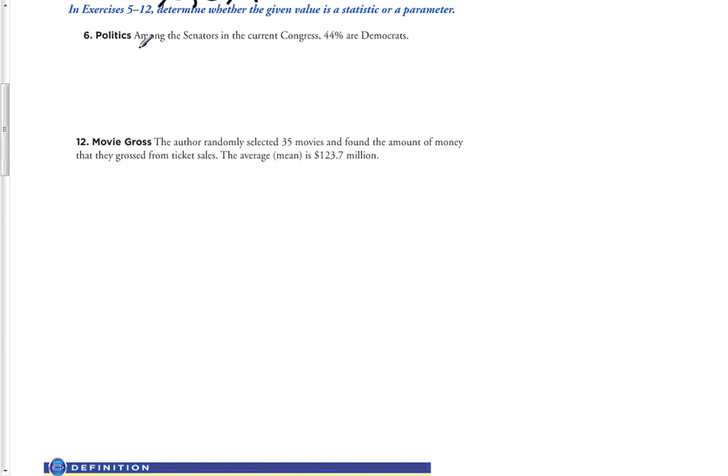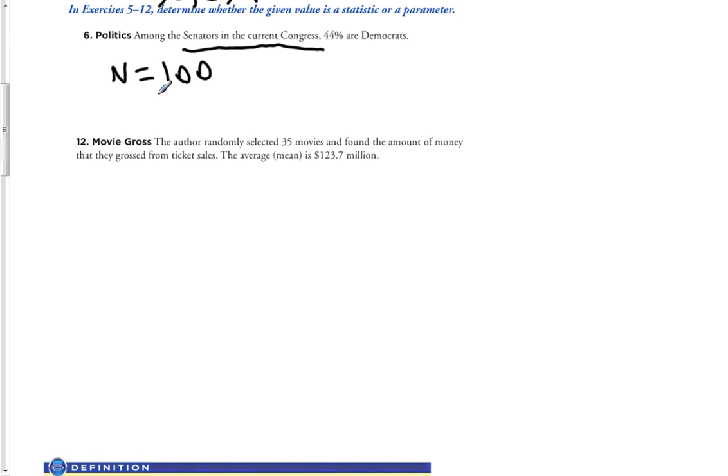So number 6 says amongst the senators in the current Congress. So the thing that we're studying is the senators from the current Congress. And 44% of them are Democrats. So that's 44% of the entire, of all the 100 senators in Congress. So that is the population size of senators. There are 100 senators in Congress. Of those 100 senators, 44% of them are Democrats.